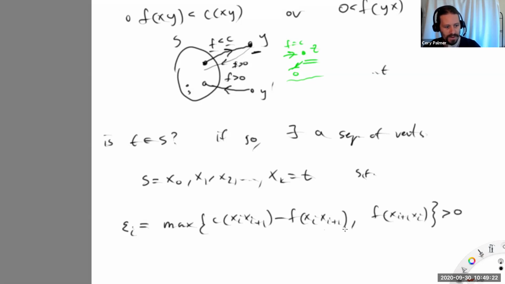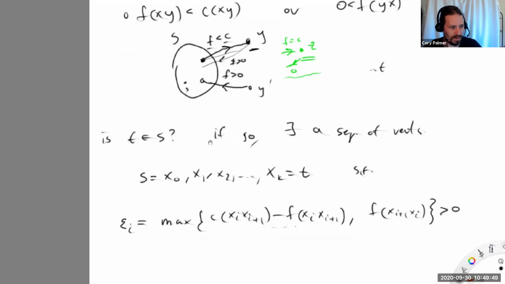So if one of these values is greater than 0, what does this mean? This means there's a reverse flow that's greater than 0. That's this scenario. And this one means there's a forward flow that doesn't reach the capacity, right? That difference is greater than 0. And if there's two of them, a forward flow with a gap, or a backward flow that's greater than 0, just let epsilon i be the bigger of the two. That's all. If you have two choices, take the one with the bigger gap. That's all that's saying.